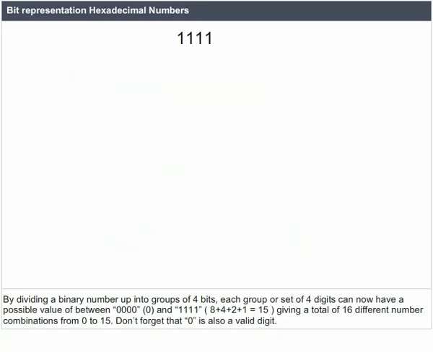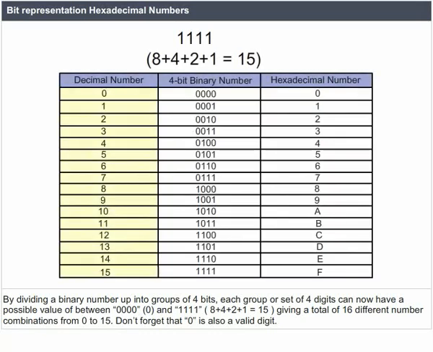By dividing a binary number up into groups of 4 bits, each group or set of 4 digits can now have a possible value of between 0000 and 1111, which is 8 plus 4 plus 2 plus 1 equals 15, giving a total of 16 different number combinations from 0 to 15. Don't forget that 0 is also a valid digit.